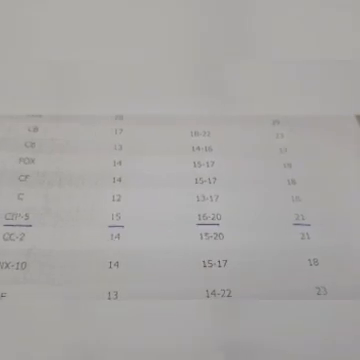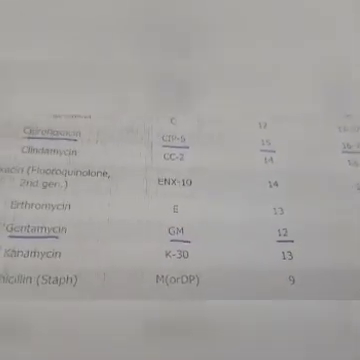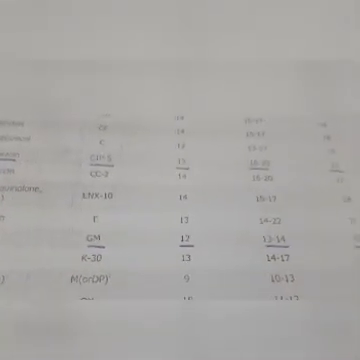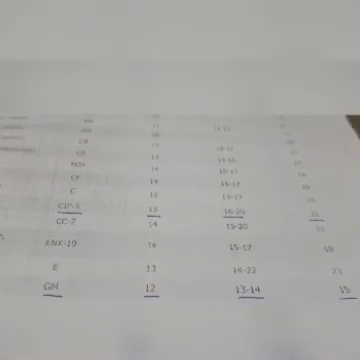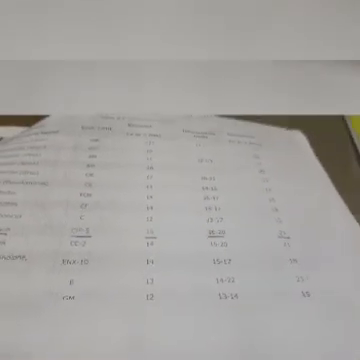For gentamicin, if the zone is 12 mm or less, then the organism is resistant. If the zone is 13 to 14 mm, then the organism is intermediately resistant. And if the zone is 15 mm or more, then the organism is sensitive to gentamicin.